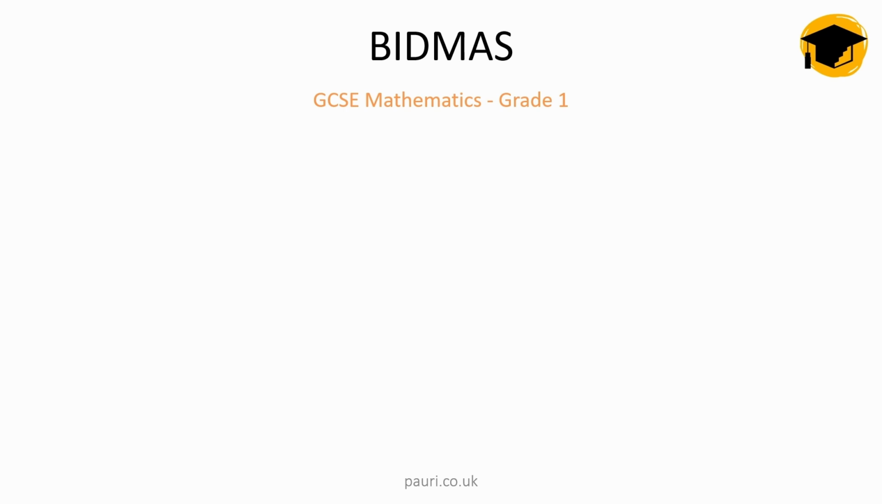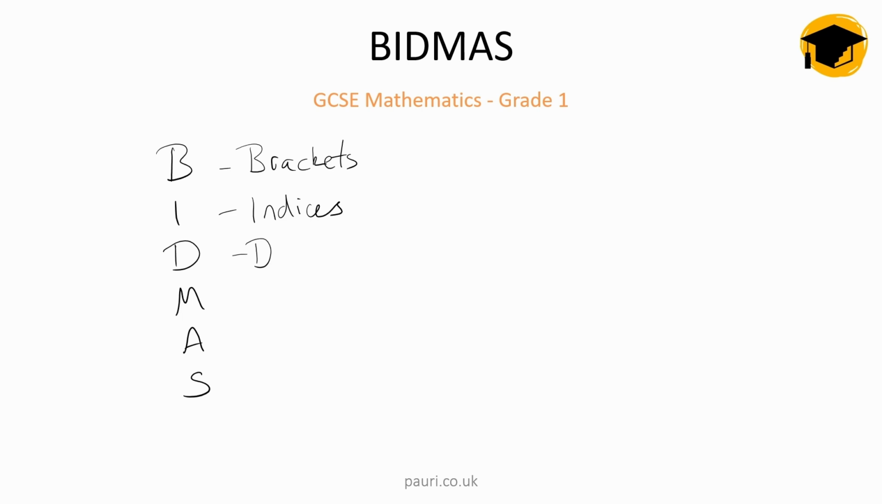Next topic is BIDMAS. So let's write down what BIDMAS stands for. B is for brackets, and I'll explain what all of this means in a minute. I is for indices. D is for division. M is for multiplication. Hopefully you know what the last two are. A is for addition, and S is for subtraction.